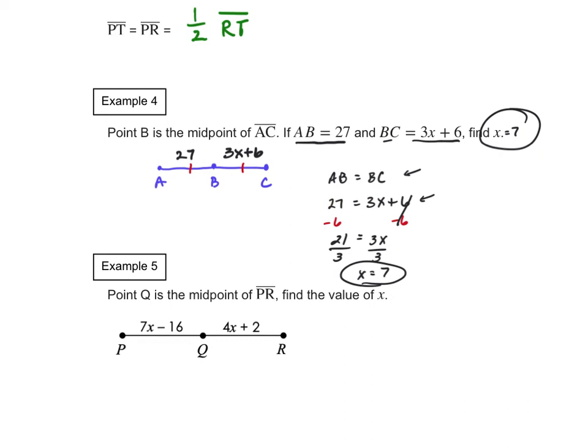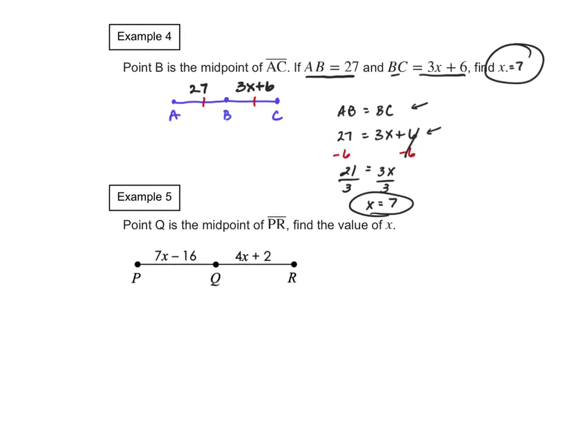So, looking at example number 5, point Q is the midpoint of PR. That tells me that if this is my midpoint, then this segment is equal or congruent to that segment. Now it says find the value of x. Well, I know that PQ is equal to QR. Now I can do some substitution. PQ is 7x minus 16, and that is equal to QR, which is 4x plus 2. And there it is. I did that substitution.